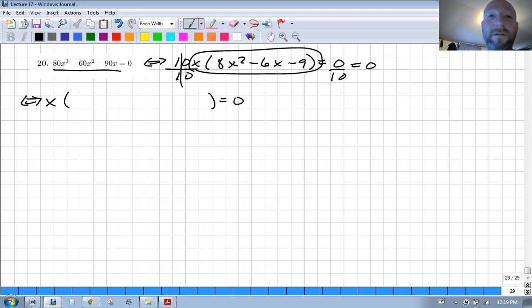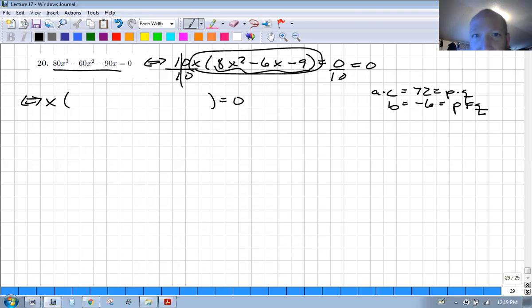So in order to factor this, our a times c here, 9 times 8, that's 72. B is negative 6. So two numbers that multiply to give us 72, that add to give us negative 6. They're both going to be negative. So 2 times 36 doesn't work. 72 divided by 3, 3 times 24 doesn't work. 4 times 18.